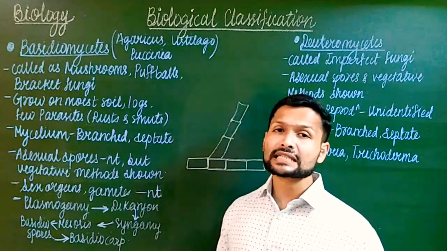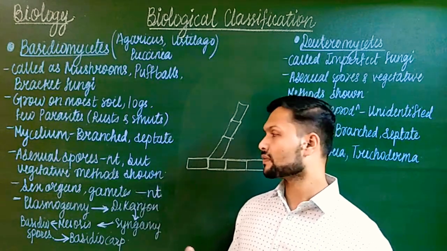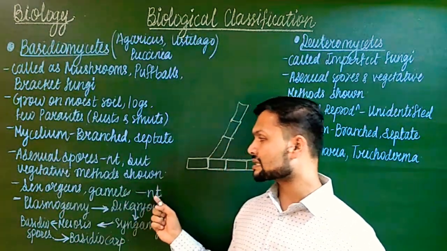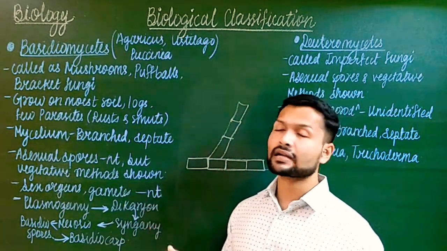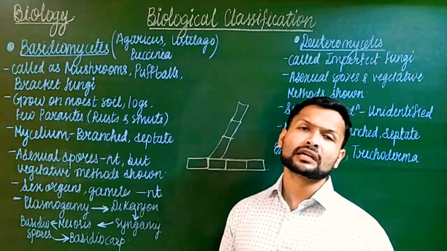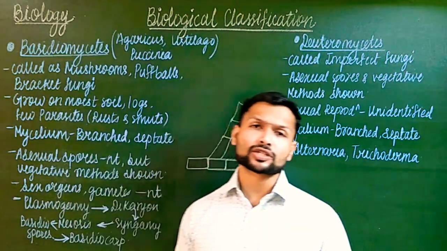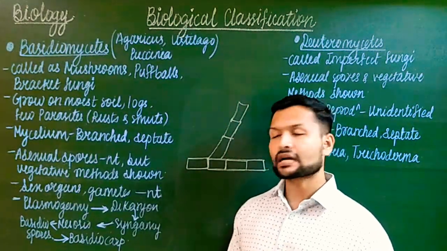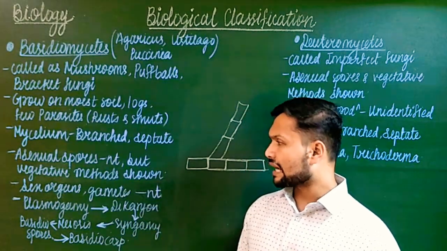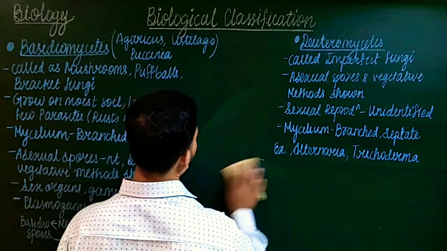Next is the sex organs. They don't have sex organs and gametes are absent in this case, but they perform sexual reproduction. I have already made a video on sexual methods of reproduction in fungi, so you can kindly watch that. I'll explain this in short.